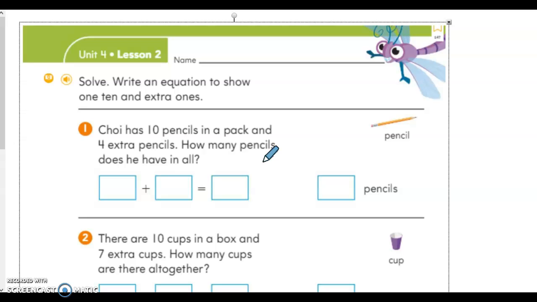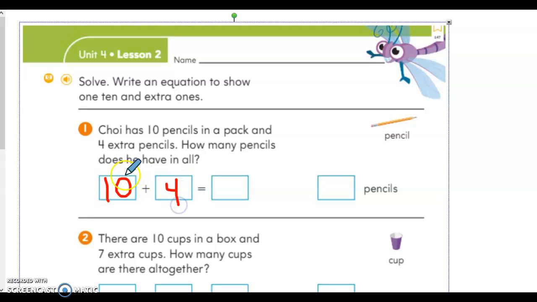So number 1 says Troy has 10 pencils in a pack and 4 extra pencils. How many pencils does he have in all? Okay, so let's first find our 10. There it is, I can see it. Let's write it down. Now let's look back in our problem. Okay, we're looking for the extra pencils. How many extra pencils did he have? 4, so that's like our extra ones.